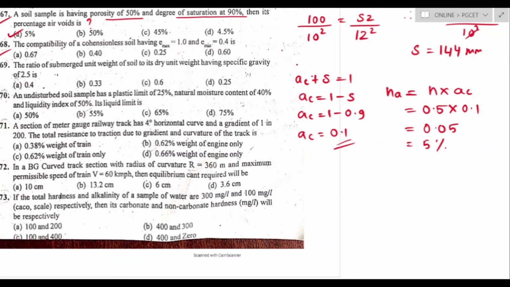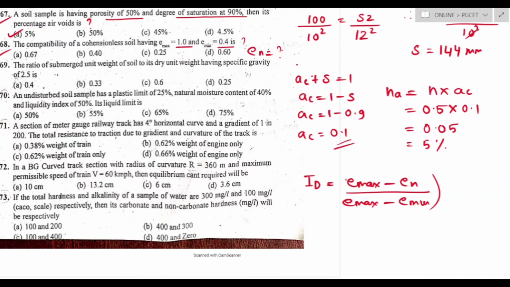Question number 68. The compactness of a cohesionless soil having e max equal to 1 and e minimum equal to 0.4 is? There is insufficient data here. They have missed the natural void ratio. If they had given the natural void ratio, we could calculate the relative density, that is e max minus e, the natural void ratio, divided by e max minus e minimum. So there is insufficient data, we can't solve this question.